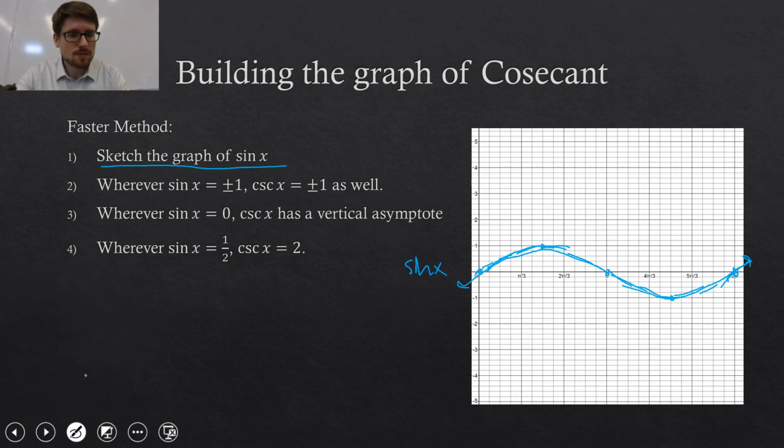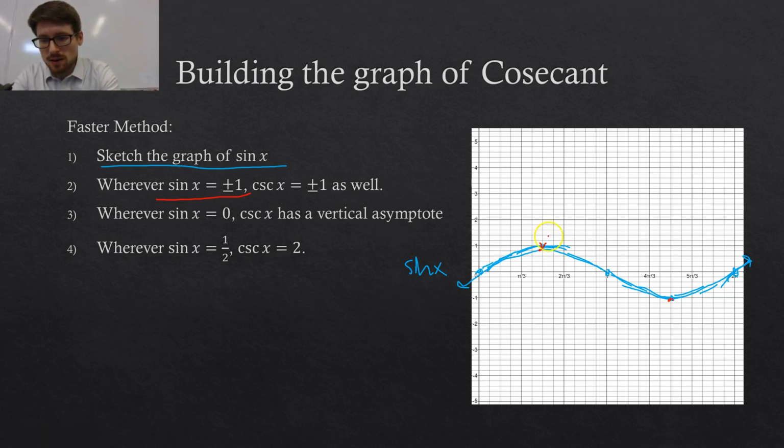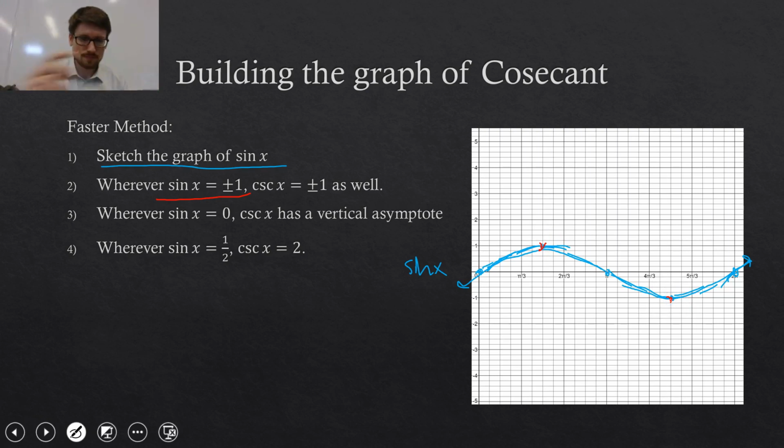Now we're going to go ahead and graph cosecant based on this graph. Remember I said whenever the sine is positive or -1, the cosecant is going to be positive or -1. So, for example, at pi over 2, sine is 1, so cosecant is 1. At 3 pi over 2, sine is -1, so the cosecant is -1. When sine is 0, cosecant will have a vertical asymptote. So there's a vertical asymptote at 0, and at pi, and at 2 pi.